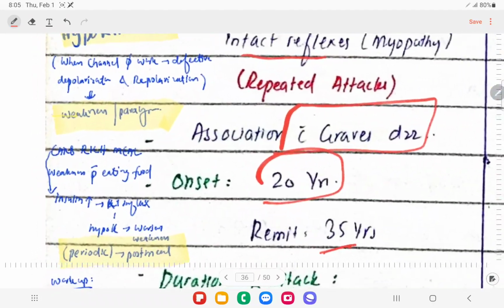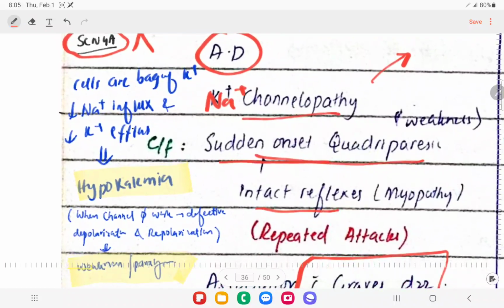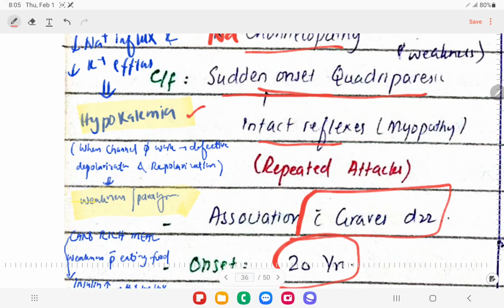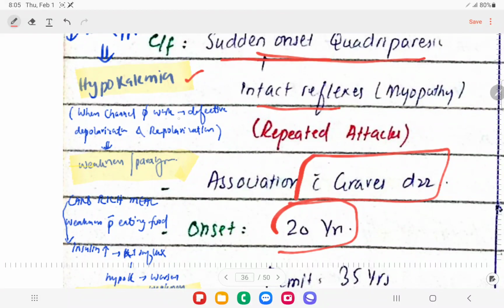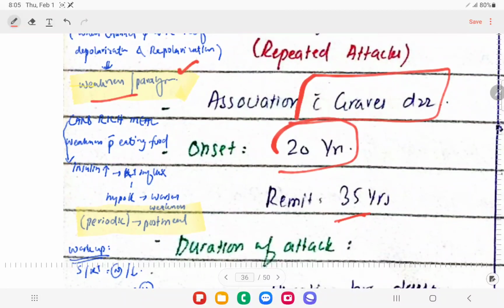So let me revise this from here. Cells are a bag of potassium, so when this channel is defective, there will be decreased sodium influx, and potassium efflux will decrease. This will lead to hypokalemia. And when this channel doesn't work, there is defective depolarization and repolarization, right? And that is going to cause weakness and paralysis in these patients.